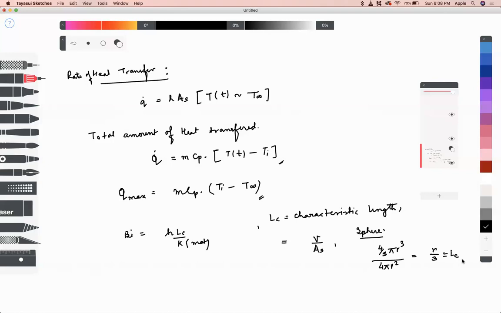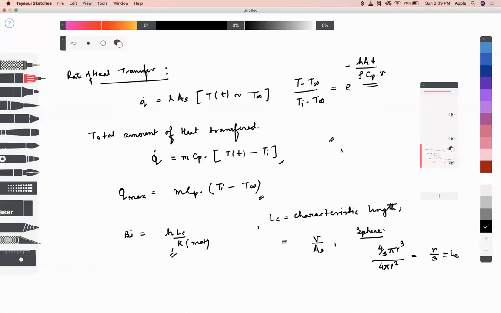So depending upon the shape of the body, we can easily find the characteristic length. And h and k will essentially be given to you in a problem. So you can easily calculate the Biot number. And if it comes less than 0.1, you can definitely go and apply the temperature distribution formula: (T minus T infinity) divided by (Ti minus T infinity) equals e to the power minus hAt by rho Cp V, and find the temperature at any given time of the body.